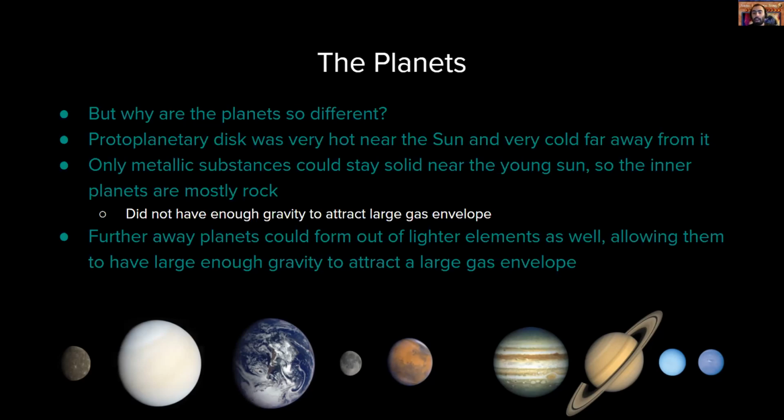Farther away, the planets could form out of the lighter elements as well, like hydrogen and molecules like water, because they were able to turn solid farther away from the star because it's cold. And that allowed those planets to be more massive. And because they were more massive than their closer in cousins, they were able to have a large enough gravity to attract large gas envelopes, which is why they're gas giants. We can go to the next slide.